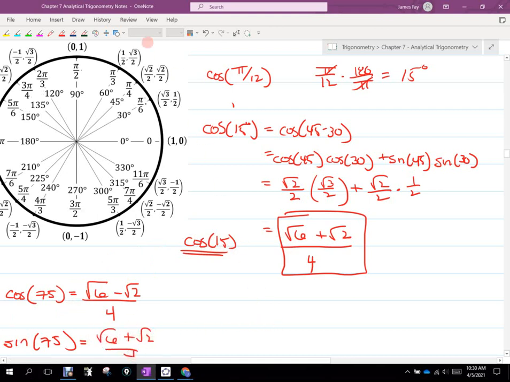So on my unit circle right here at 75 or 5 pi over 12 radians, the ordered pair for that red point is now radical 6 minus radical 2 over 4, comma, radical 6 plus radical 2 over 4. Does that make sense? Those are the exact values for that position on our unit circle. Okay?